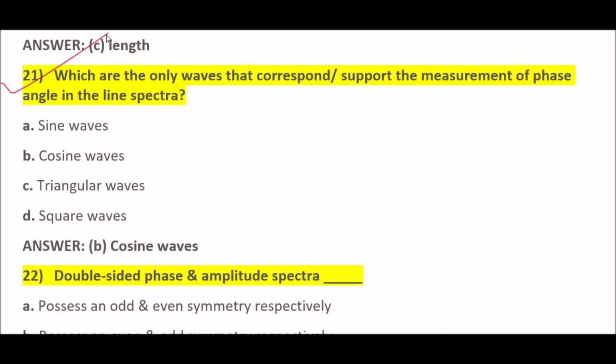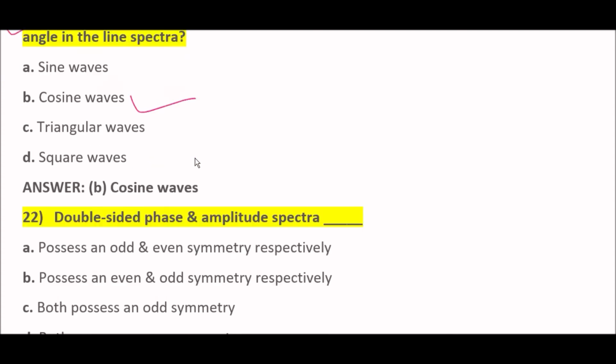Which are the only waves that support the measurement of phase angle in the line spectra? The correct answer here is option B, cosine waves. Okay, cosine waves are the only waves that support the measurement of phase angle in the line spectra. Next question.